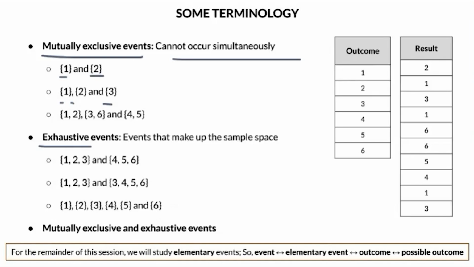And what is an exhaustive event? An exhaustive event is something, if you put those events together, it needs to make up the sample space. So here you have 1, 2, 3, here you have 4, 5, 6. If you put it together, you will get 1, 2, 3, 4, 5, 6. Same way here you have 1, 2, 3, 4, 5 and 6. If you put these 6 together, you will get the sample space.